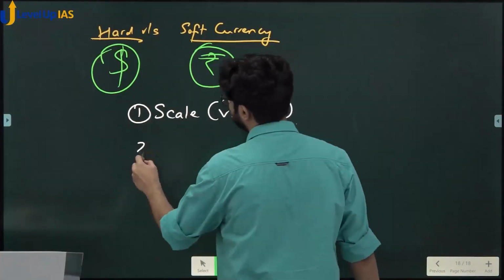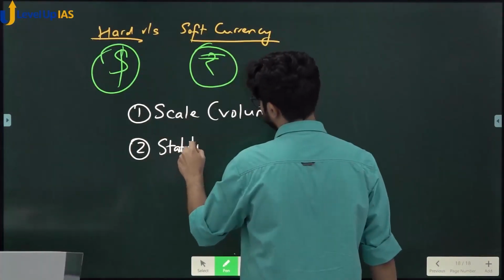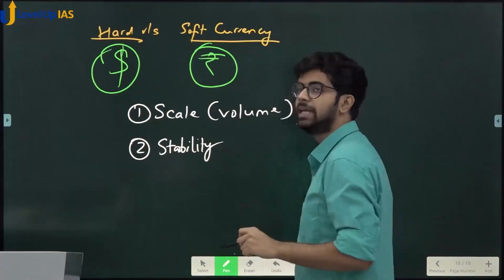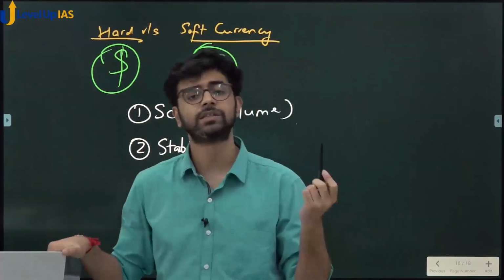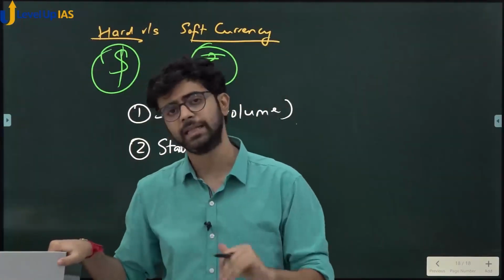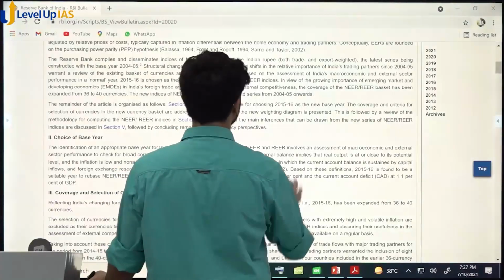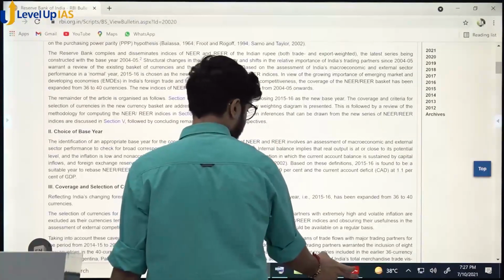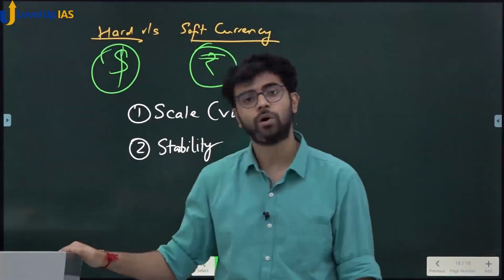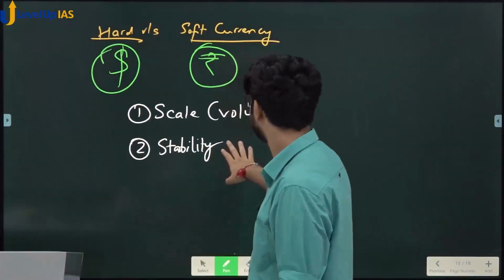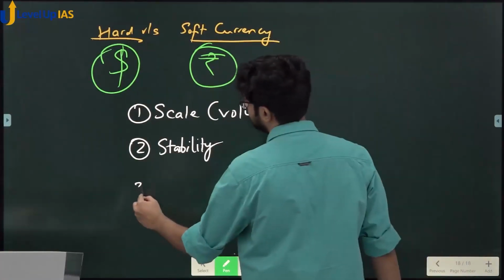What is the second thing to make a currency a hard currency? Stability. Stability is affected due to various things. It can be government interventions, RBI interventions. It can be foreign interventions. It can be anything. Stability is also required for making a currency a hard currency. And third is liquidity.